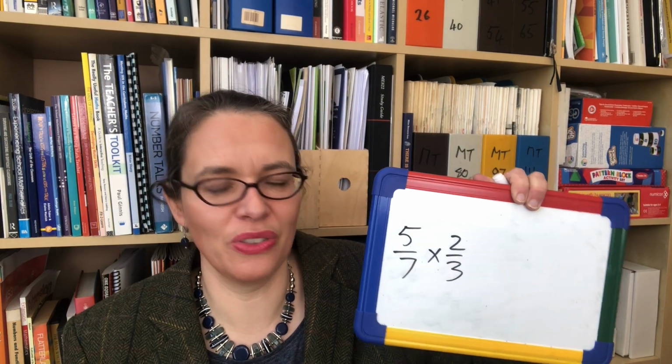Let's move on to a harder question. What about a question like 5/7 times 2/3? 5/7 times 2/3. Well, we're going to need a nice big square.